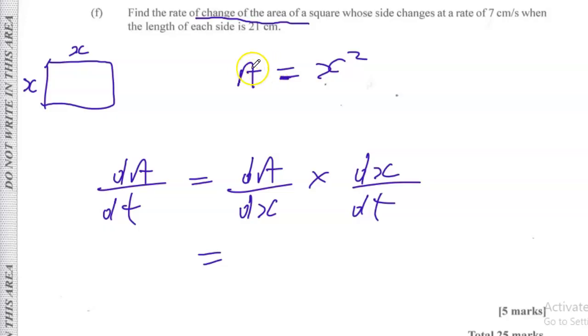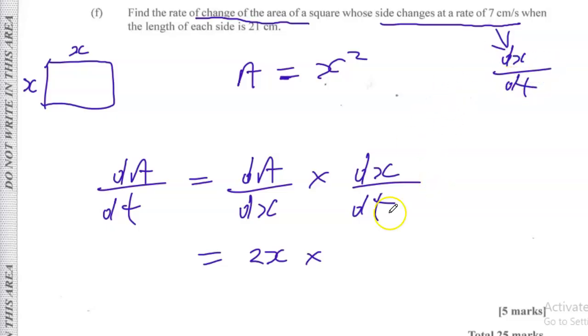Now dA by dx would differentiate A equal x squared. So dA by dx would be just 2x times dx by dt. Remember, x represents the side. So dx by dt is the rate of change of a side. And the rate of change of a side is 7 centimeters per second. Right, so this would be 7 times 2x, that's 14x.